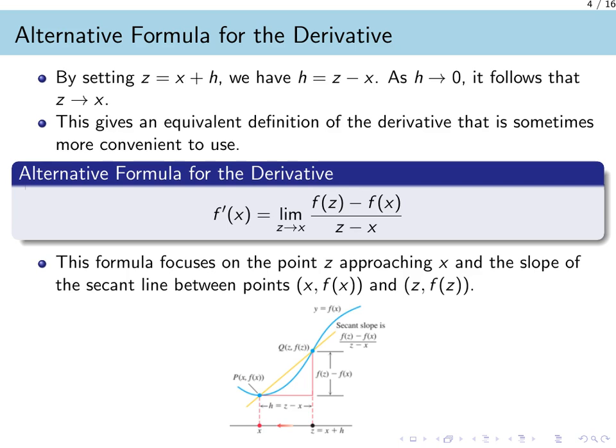F prime of x equals the limit as z approaches x of the quantity f of z minus f of x, all divided by the quantity z minus x. This nicely represents the derivative as the limiting slope of the secant line between a fixed point at x and a moving point at z.